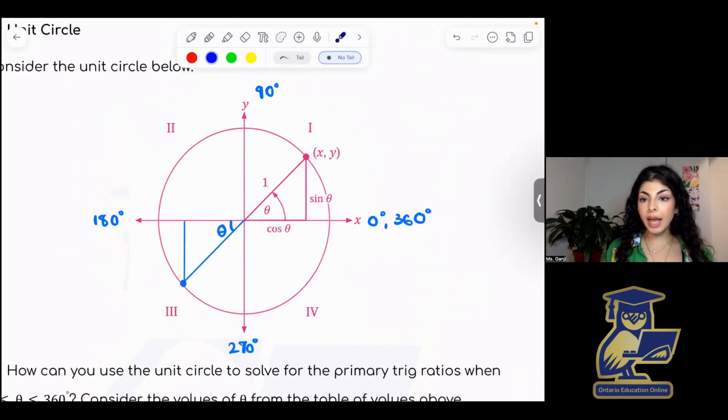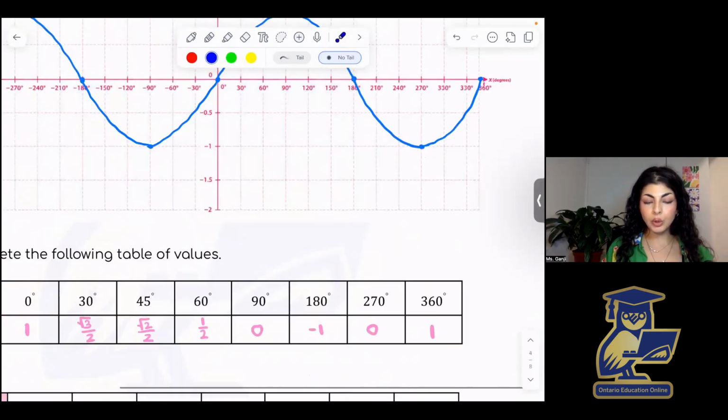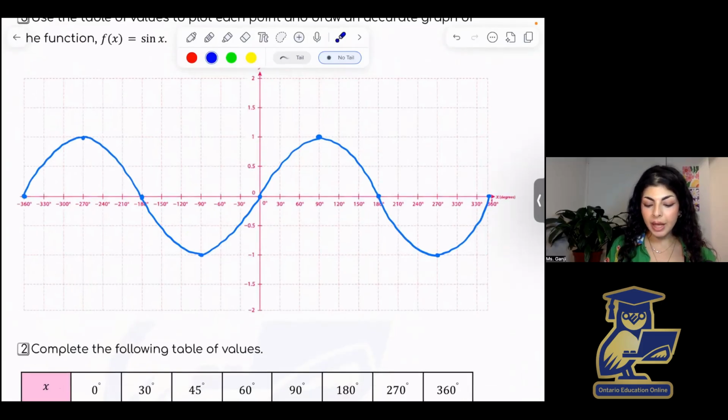Similarly, for the sine or the y coordinate here, we know that any value of theta between 0 to 180 has a positive sine or a positive y coordinate, and any value between 180 to 360 will have a negative sine or a negative y coordinate. And again, we can match that to our sine function here. Any degree between 0 to 180 is positive, whereas 180 to 360 is negative.